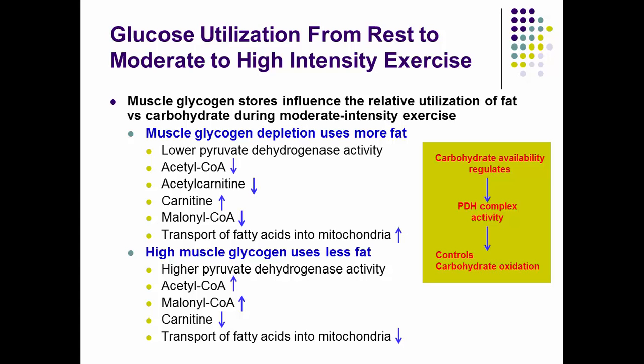And if we have a high muscle glycogen store, then we rely less on fat utilization during the later stage. Similar mechanism, right? High glucose oxidation will produce a high concentration of acetyl-CoA and malonyl-CoA, and inhibits the fatty acid transporter and oxidation, right? We rely less on fat utilization.